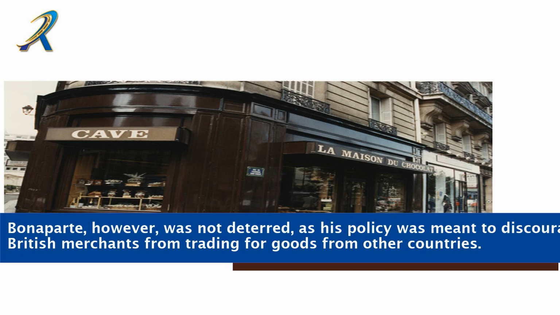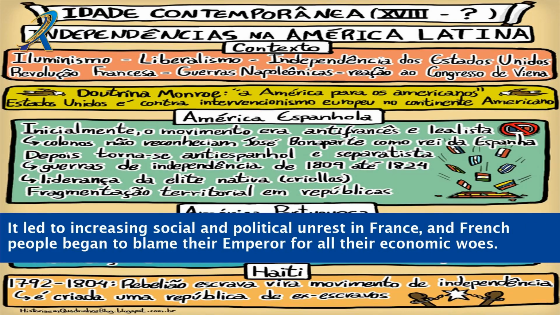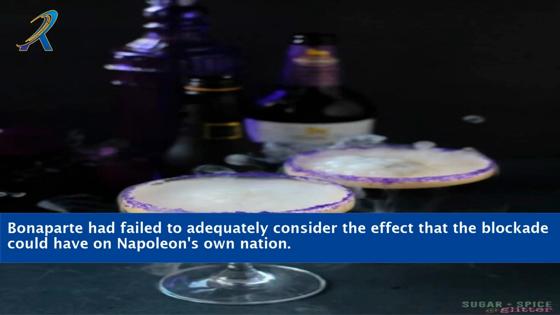Bonaparte, however, was not deterred, as his policy was meant to discourage British merchants from trading for goods from other countries. It led to increasing social and political unrest in France, and French people began to blame their emperor for all their economic woes. Bonaparte had failed to adequately consider the effect that the blockade could have on his own nation.